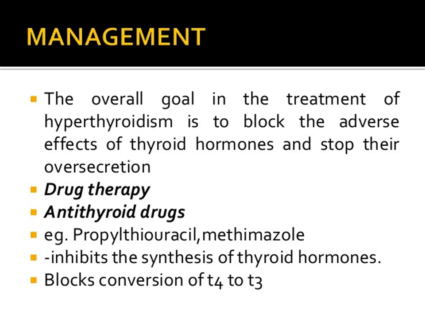The overall goal of the treatment of hyperthyroidism is to block the adverse effects of thyroid hormones and stop their oversecretion. This could be done through certain drugs, and beta blockers can be given to control tachycardia or cardiac symptoms. Antithyroid drugs like propylthiouracil inhibit the synthesis of thyroid hormones or block the conversion of T4 to T3 in the periphery.